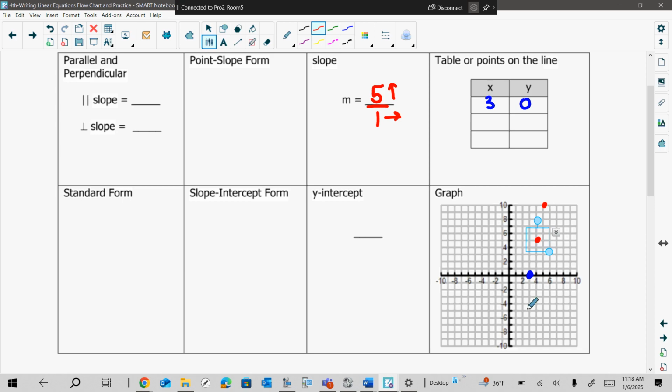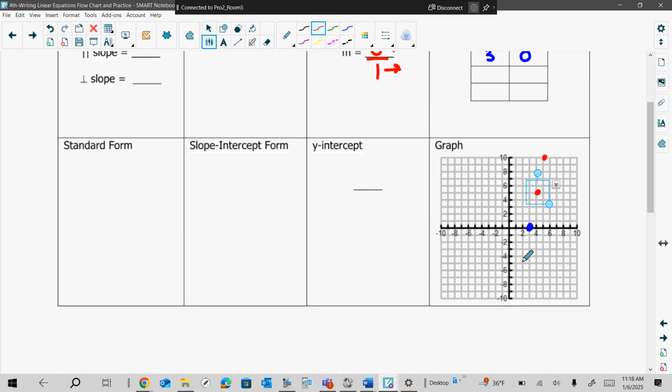Now I want to go in the opposite direction because I want to see if this line eventually touches the y-axis. So if I count down 5 and to the left 1, there's that point. 2, 3, 4, 5. And so I would have to go down another 5. So I'm not going to eventually touch the y-axis here.